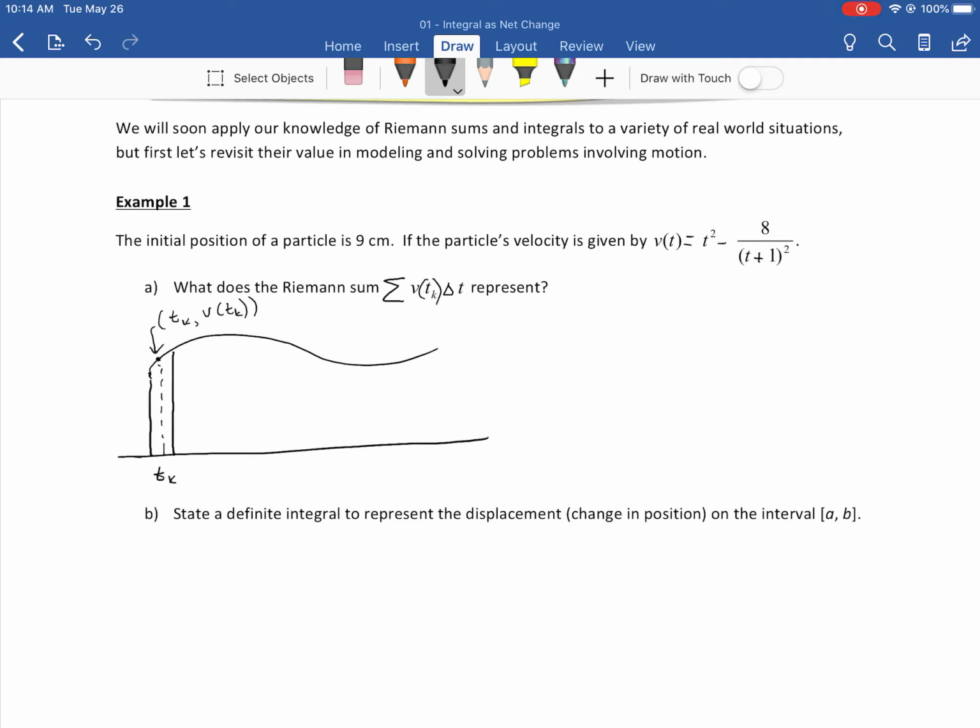So then this width here is delta t. So what's going on here? This is the area of one rectangle, and this sigma means add up all the rectangles. So I'm actually going to write a couple of lines here. This says sigma v(tk) times delta t equals add up each rectangle.